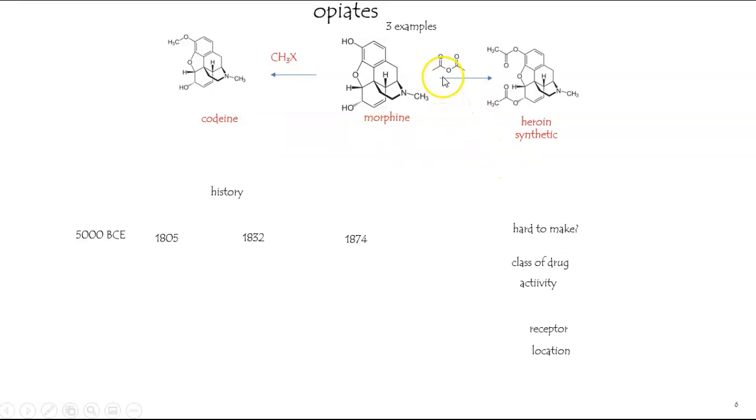If you take morphine and you react it with acetic anhydride, it will acetylate that alcohol and you'll get synthetic heroin. Heroin is always synthetic in nature. There is a structure-activity relationship between these three. All three of them are narcotics, powerful narcotics, and that means they're mood-altering. But they get stronger as you go from codeine to heroin, and the side effects can increase as well.